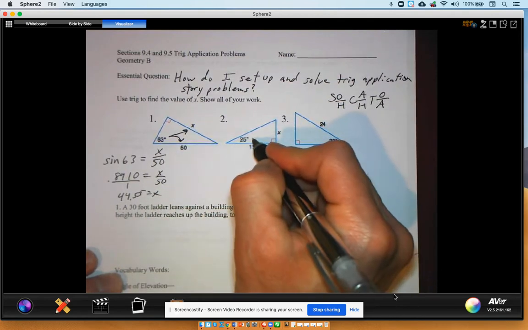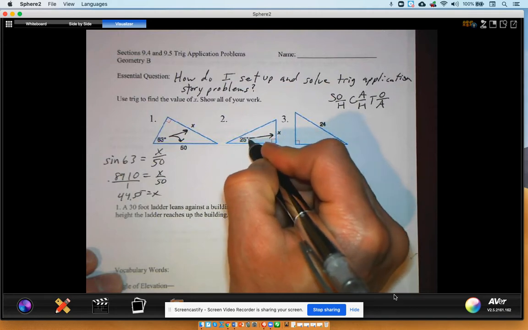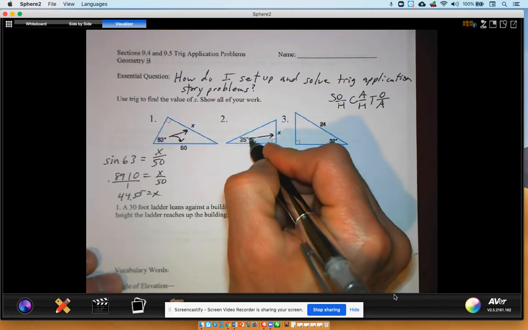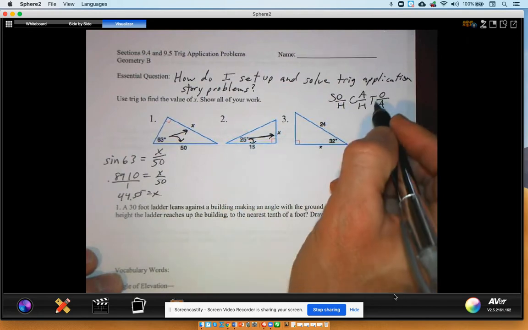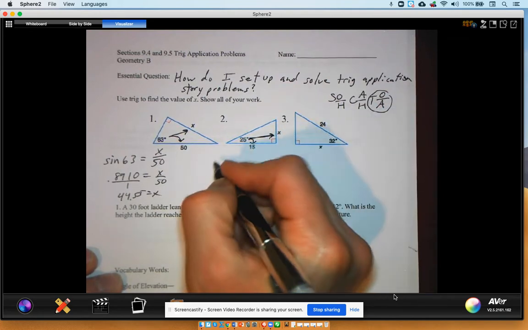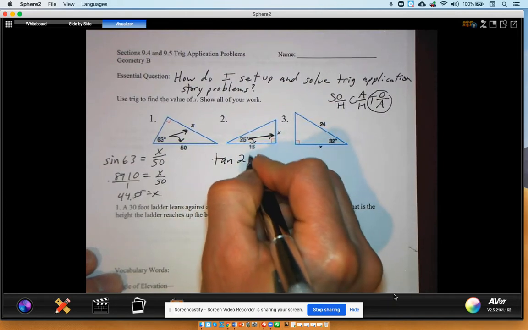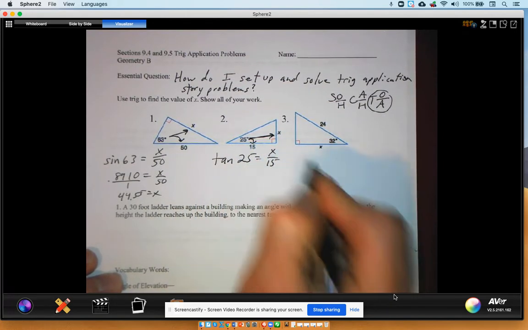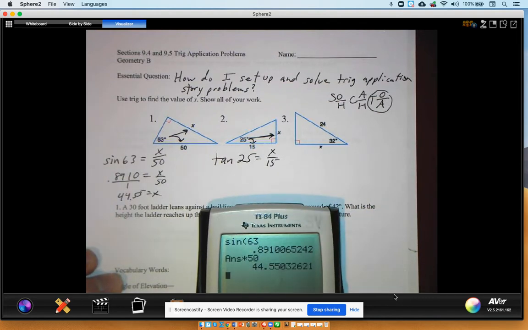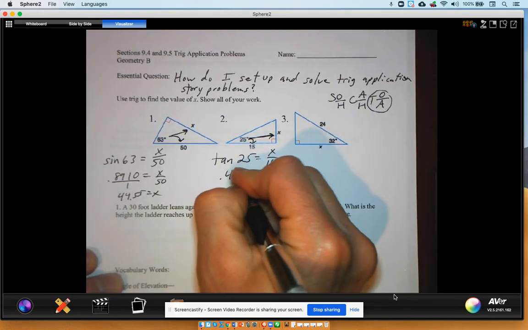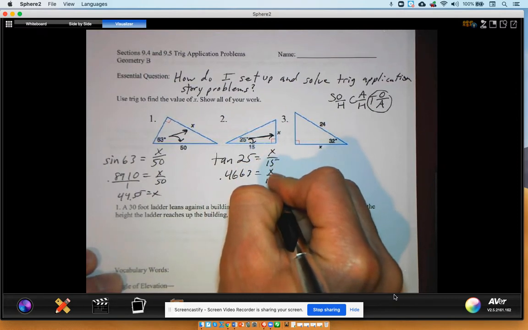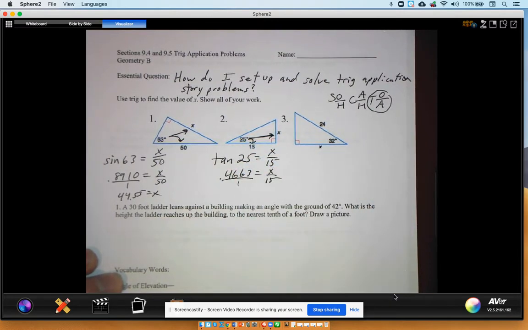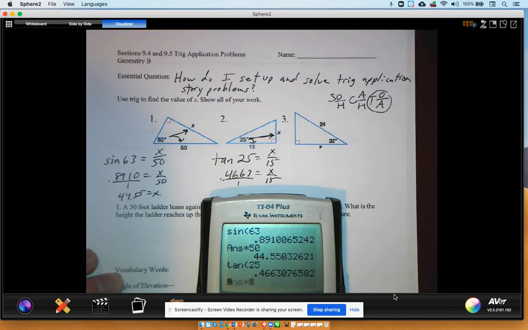Coming over here, I have angle 25. I have opposite and adjacent. Hypotenuse is over here. I don't have that one, so I'm looking for opposite and adjacent. So I have tangent right there. So tangent. Always write the angle next. Tangent 25 equals x over 15. Use our calculator. We type in tangent 25, and we get 0.4663. 0.4663 equals x over 15. Put that over 1. Get ready to cross multiply. We'll take that number, multiply it by 15. We'll have our answer 6.99.